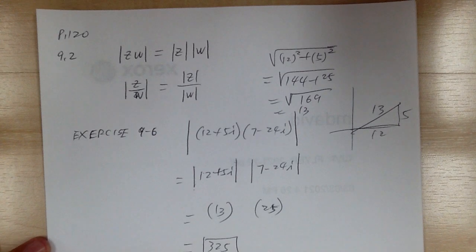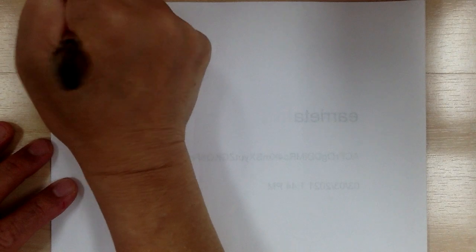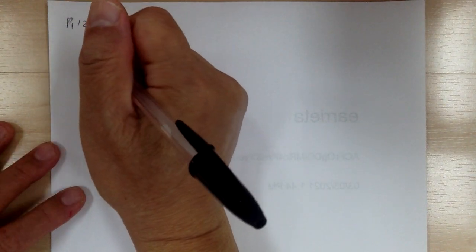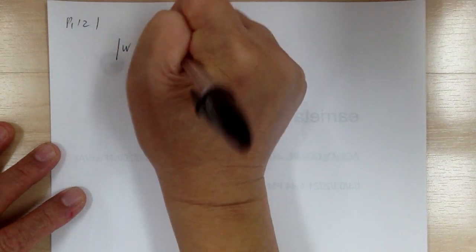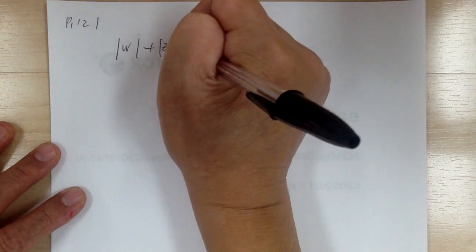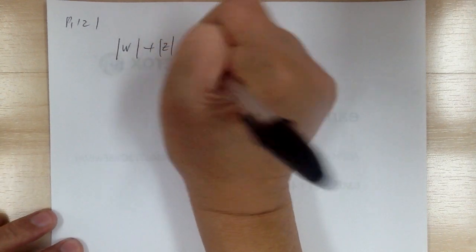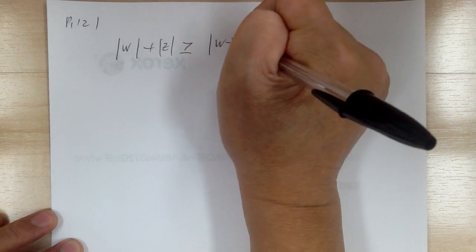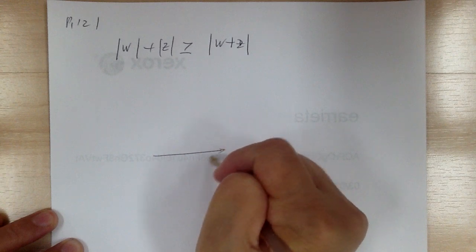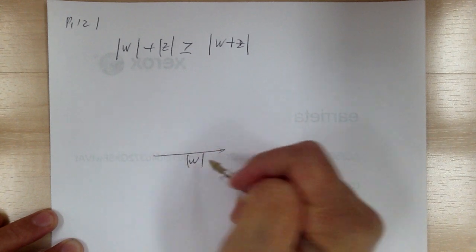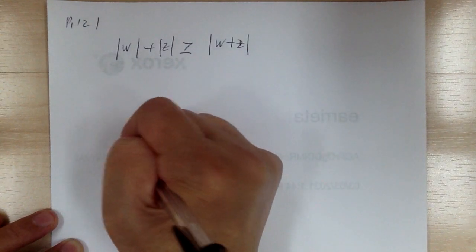There is an important theorem on page 121. And this is called the triangle inequality. The absolute value of w plus the absolute value of z is going to be greater than or equal to the absolute value of z plus w. So what it's saying is this, okay, you have the length, this is w, and let's say over here, this is z.